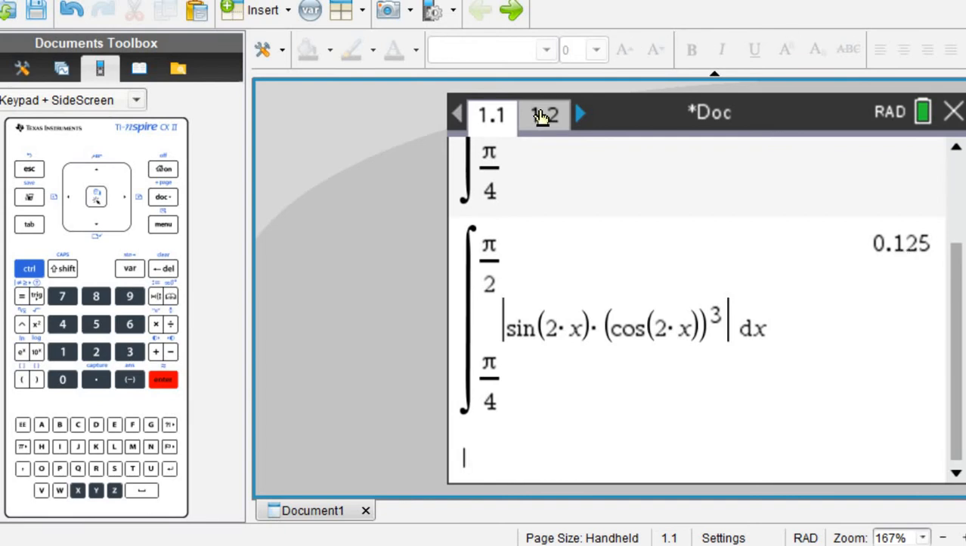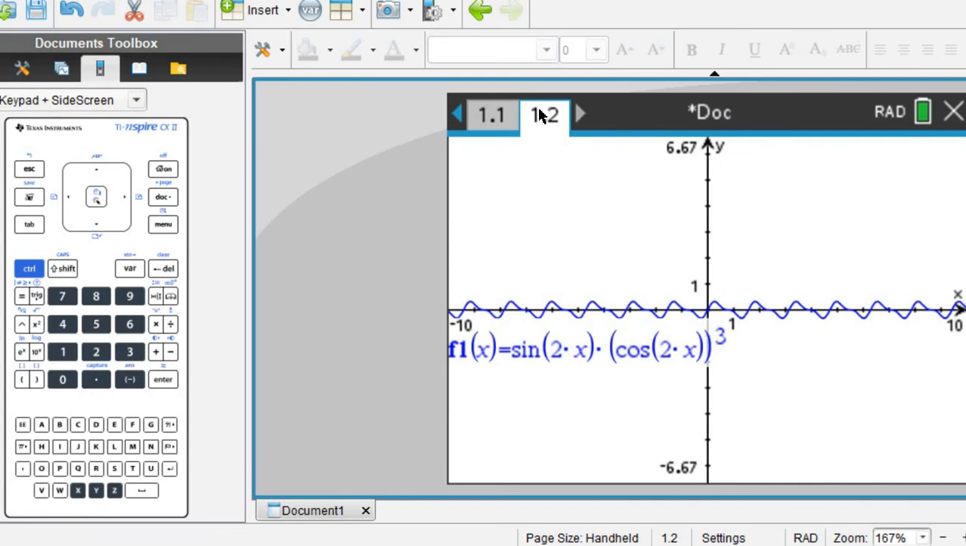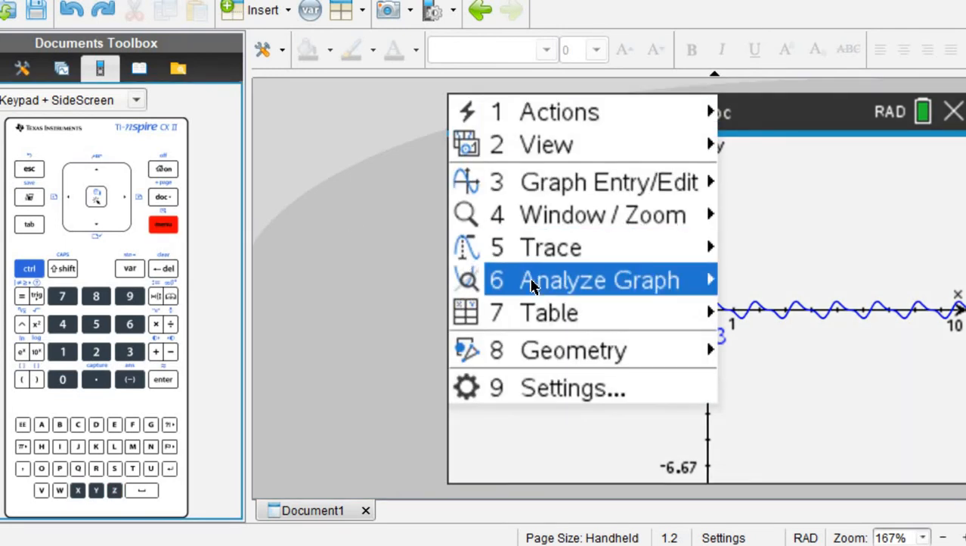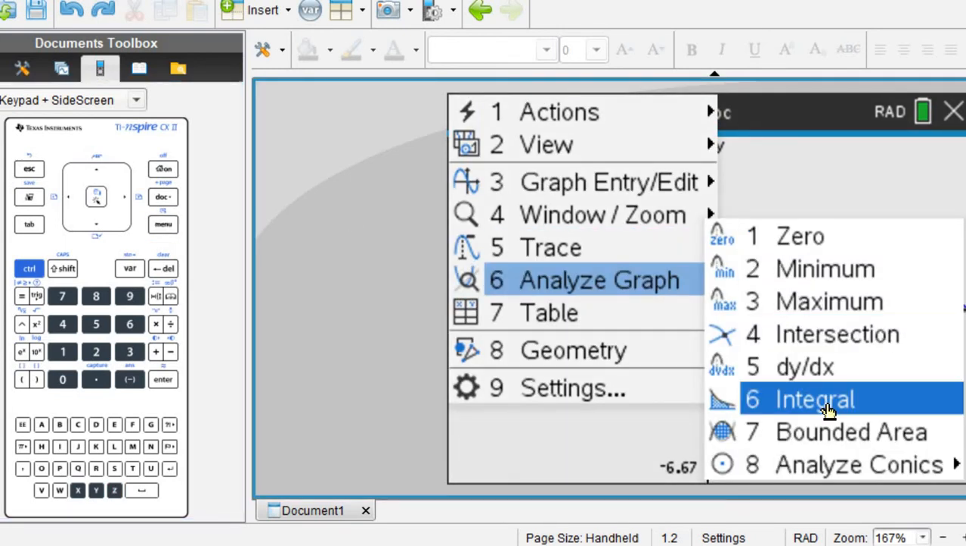This can be done using a graphing page. So I've already graphed the function. There it is. That's what it looks like. And go menu, analyze graph, integral.